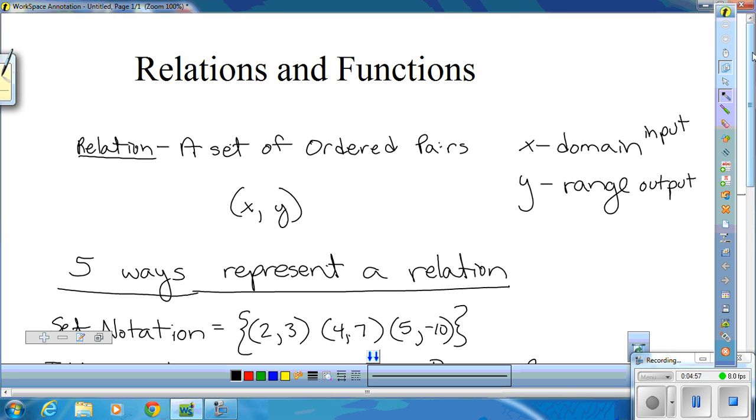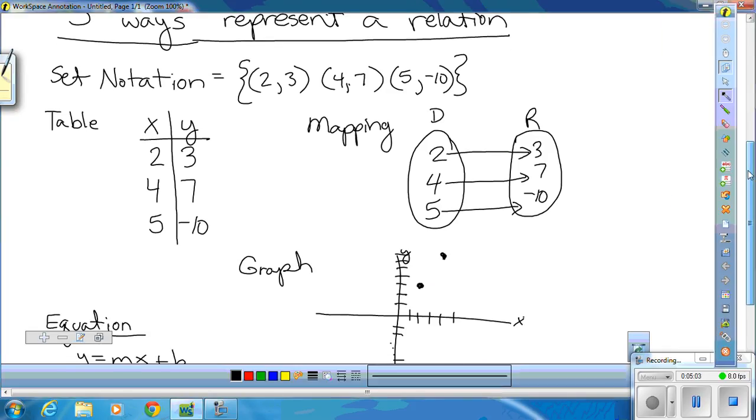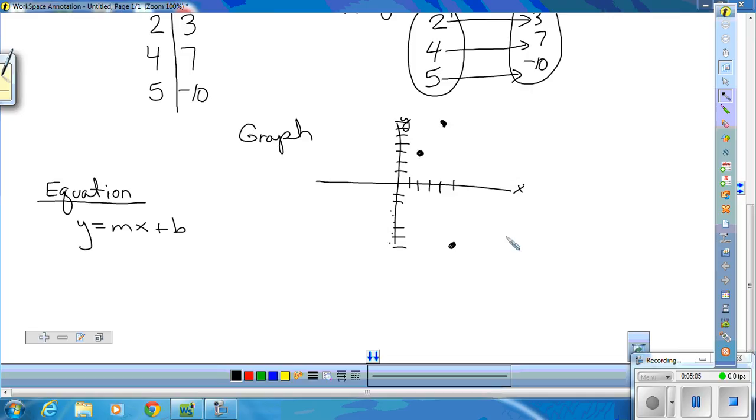Any of these 5 ways are always representing a set of points. They always represent a group of ordered pairs, and they are called relations. They got the name because in general we are talking about points that have a relationship. There's some sort of correlation. So a relation is where that name came from.